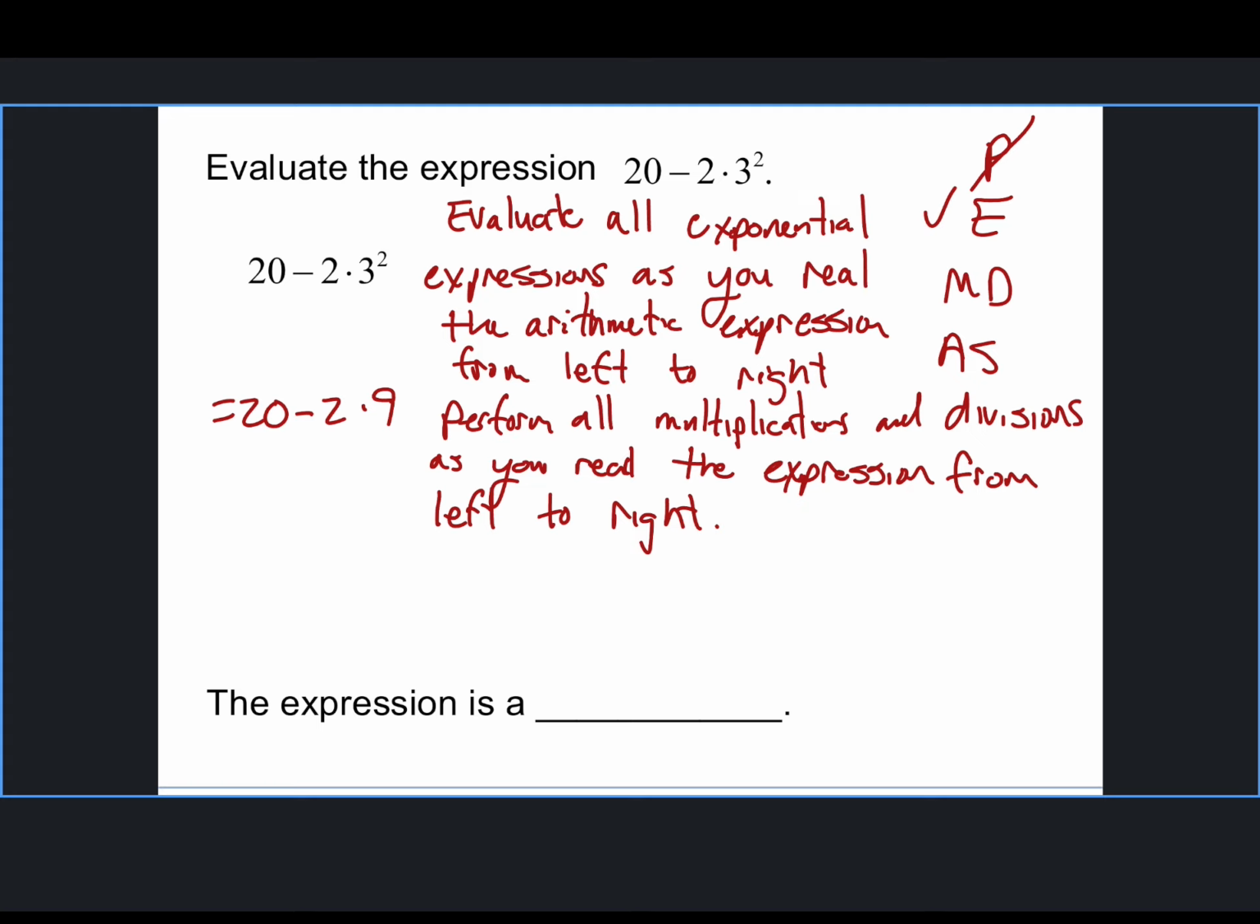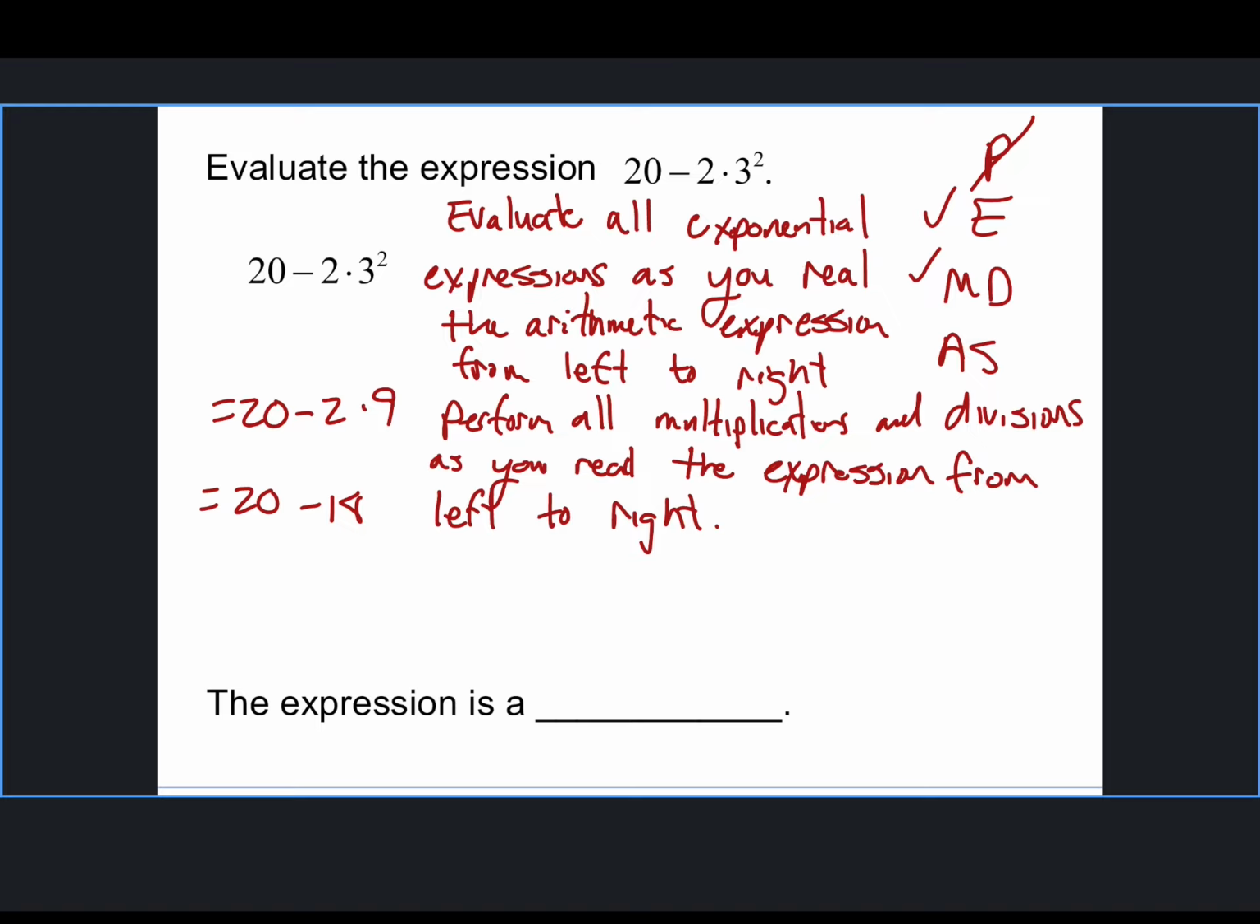Now, in this particular case, we only have one multiplication, right? So we have negative 2 times 9, which is negative 18. So we have 20 minus 18. Do we have any more multiplication or division? So we're done with that.